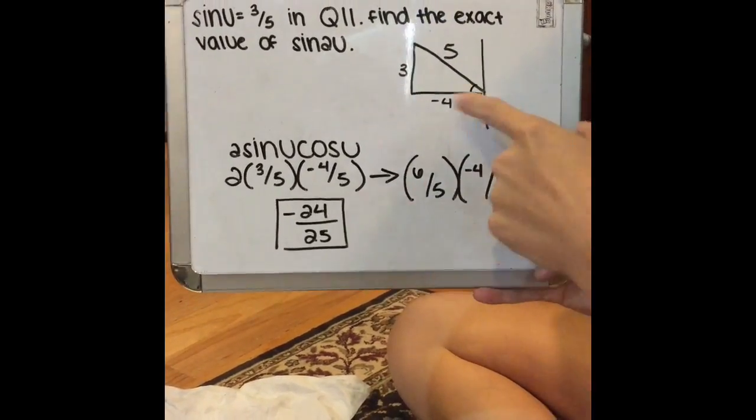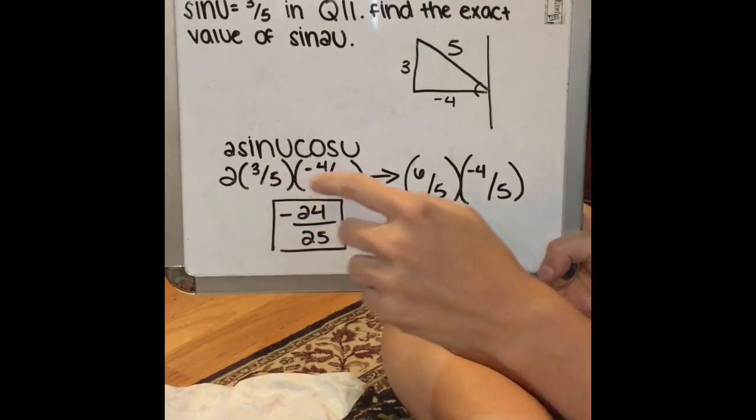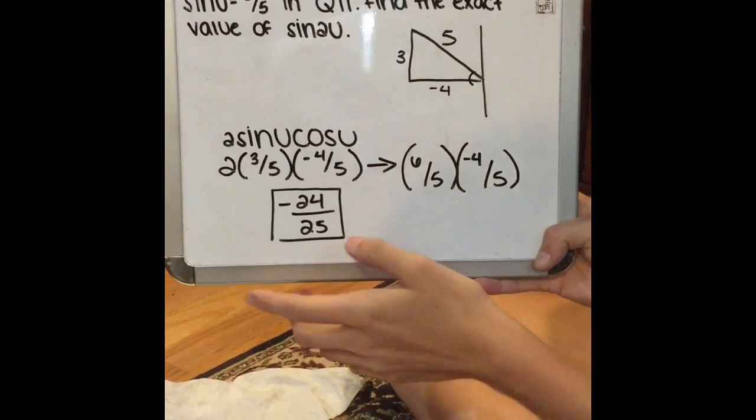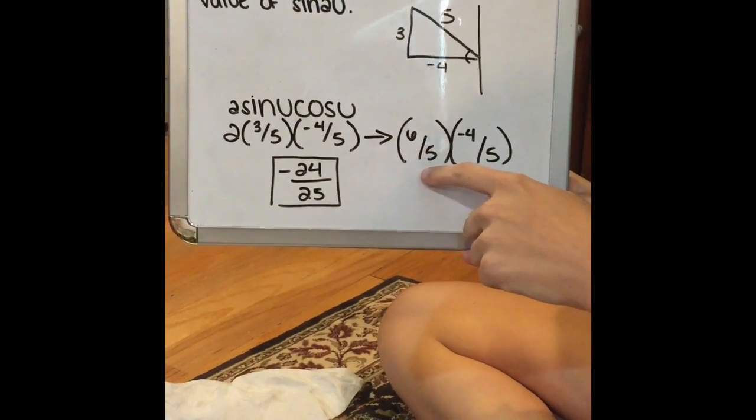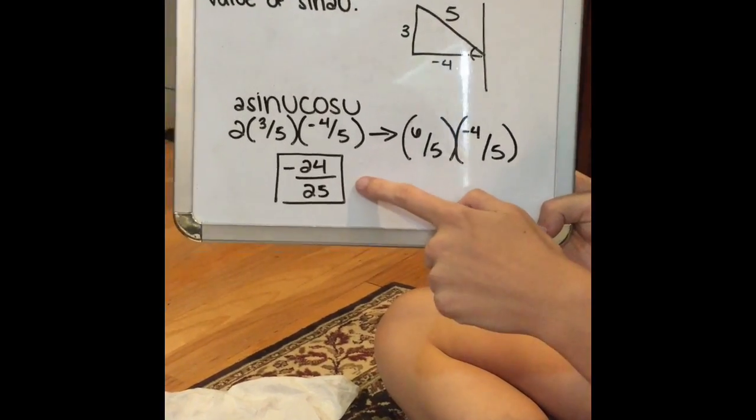So then you just plug it into your formula, 2 sine u cosine u. So 2 times 3 over 5 times negative 4 over 5. And then you distribute the 2, so you get 6 over 5 times negative 4 over 5. And then you multiply together and you get negative 24 over 25.